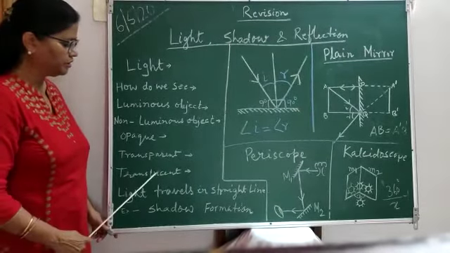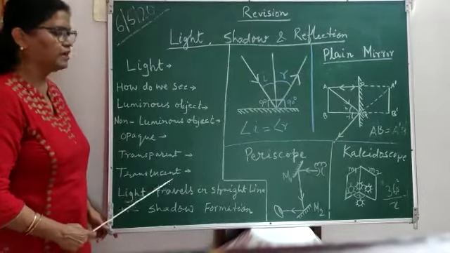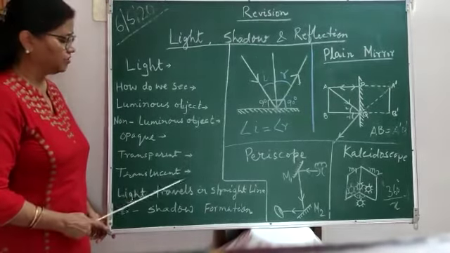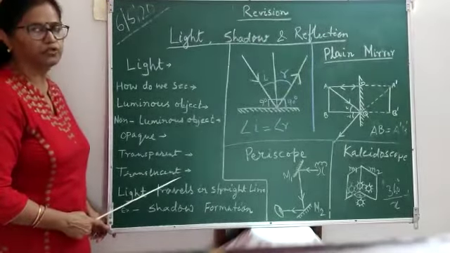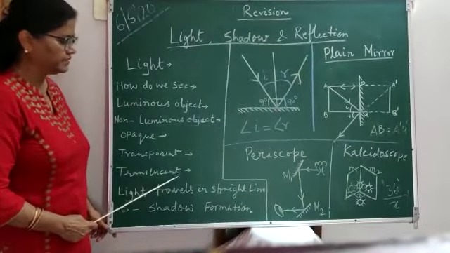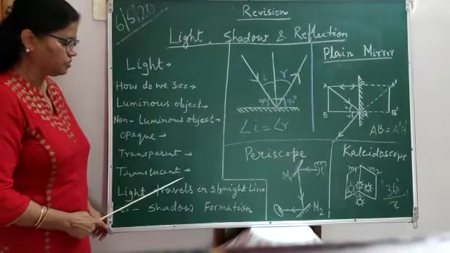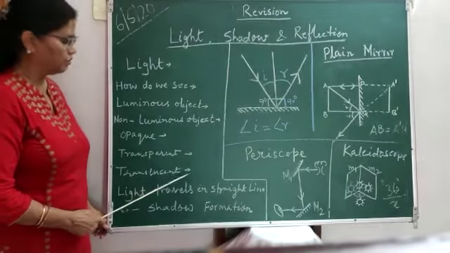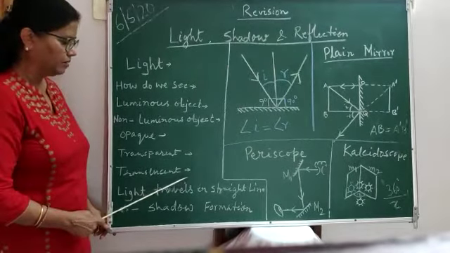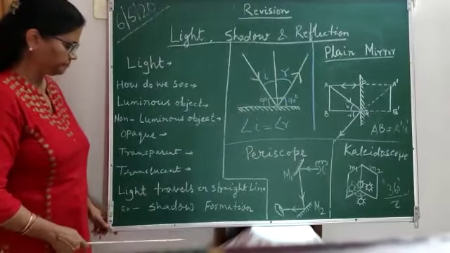Now translucent objects are those objects which allow some of the light rays to pass through them, such as scratched glass, oil paper, butter paper, etc.